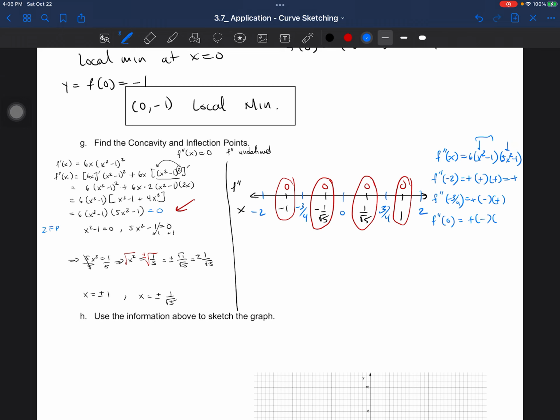When you plug in 0, 0 squared is 0, minus 1 is negative. 0 squared times 5 is 0, minus 1 is negative. So negative times negative is positive.